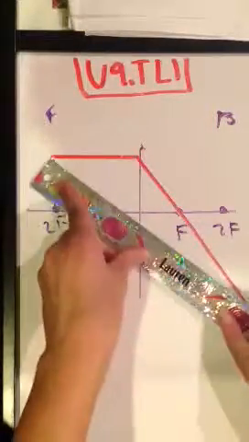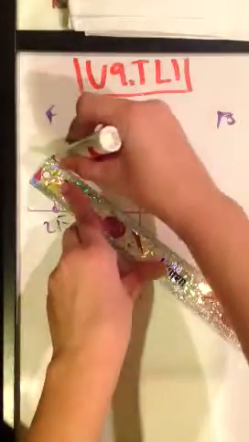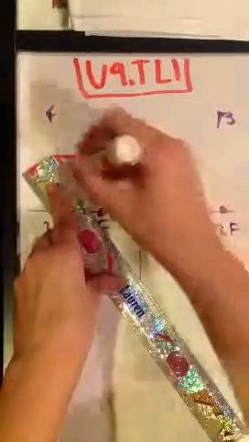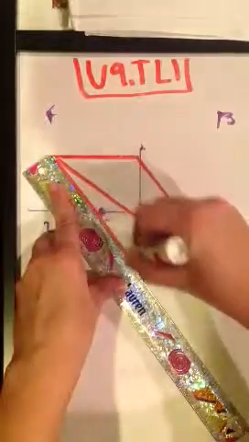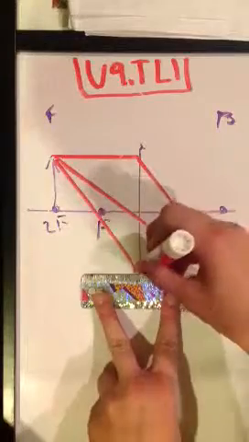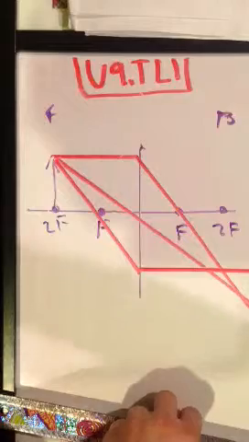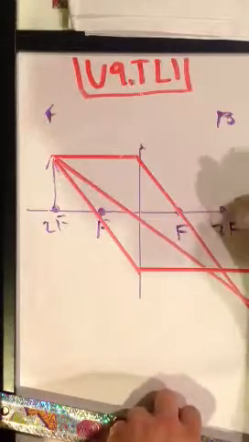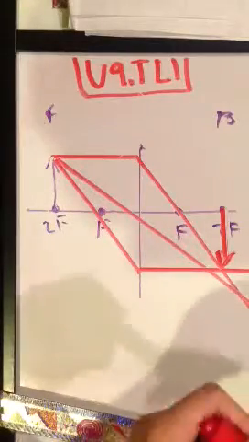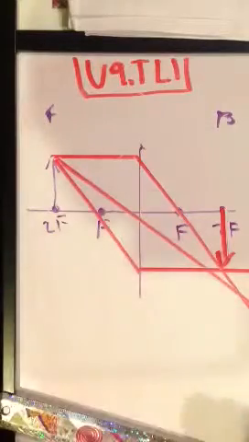And then we have the central ray, and then we have the focal ray, then it goes parallel. When it goes like this, you can see the image is produced at 2F right here, and is inverted, a real image, and it is the same size as the object.